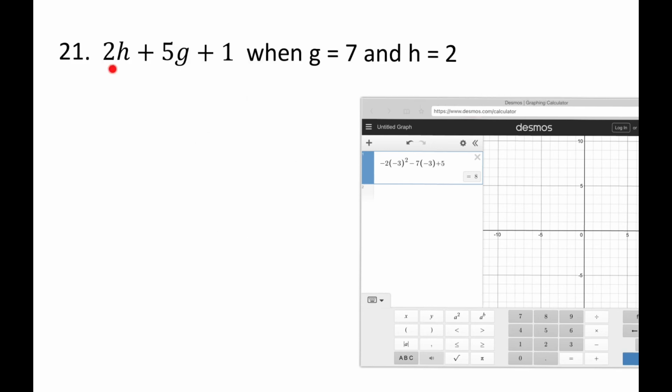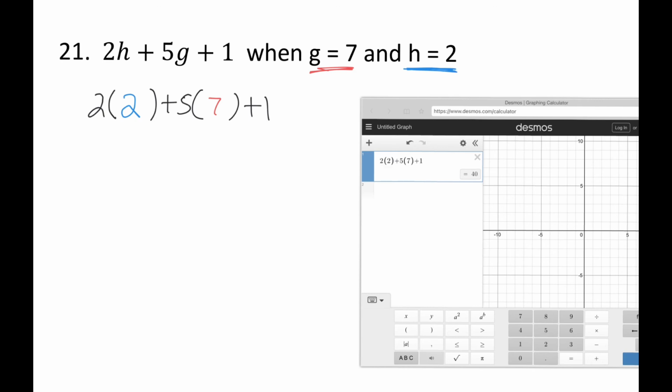Number 21, you guys have the expression 2h plus 5g plus 1, and they say g equals 7 and h equals 2. So I'm going to put g, I'm going to use red, and for h, I'm going to use the color blue. So I have the 2 here, and I substitute h, which is 2, so that's blue. I'm going to have the +5, you substitute g, which is 7, and the +1. So in decimals, you guys can do the same thing. You are going to have the 2 parentheses, and we have times 2 here, and +5, parentheses times 7, and the last one will be +1, so the answer will be 40.